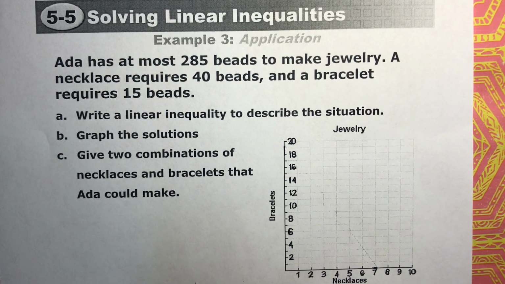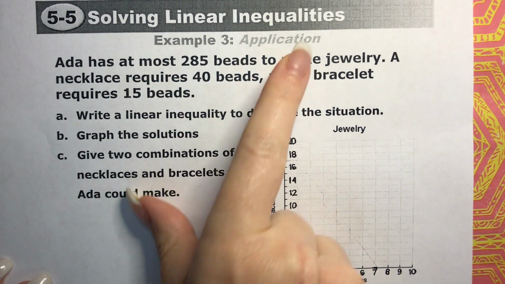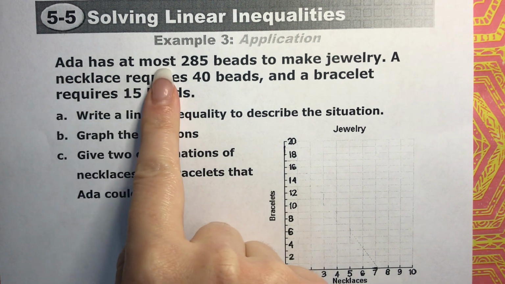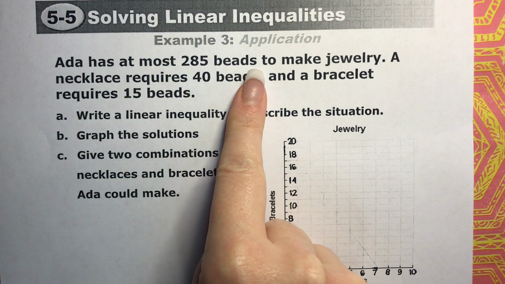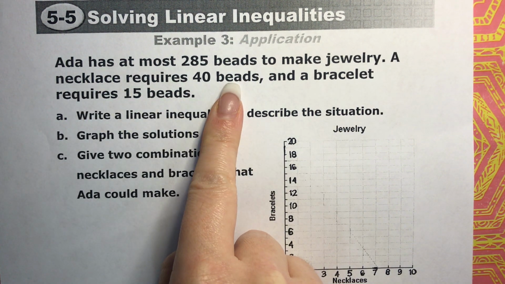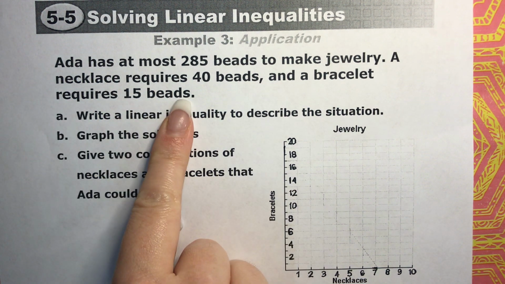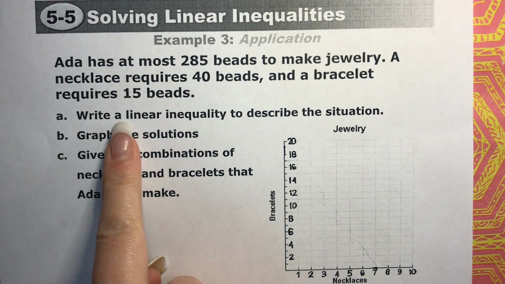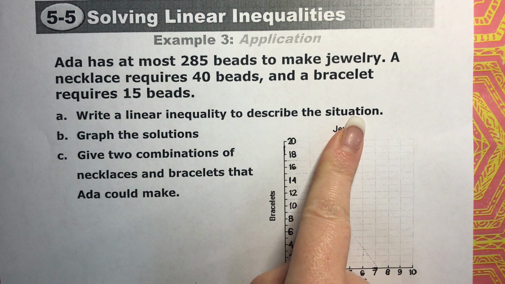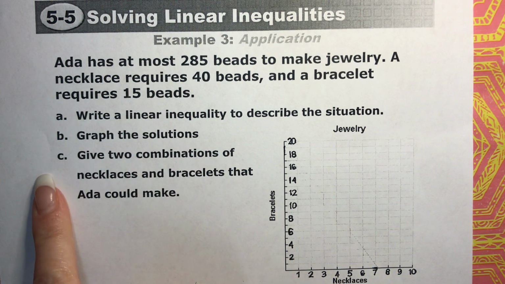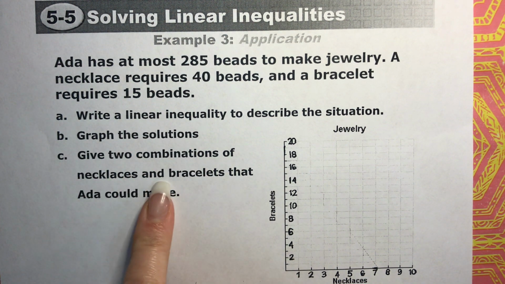All right, so we're back looking at example 3, which is dealing with application. What it says is Ada has at most 285 beads to make jewelry. A necklace requires 40 beads and a bracelet requires 15 beads. Okay, so there's 3 things that we need to do. Number 1 is write a linear inequality to describe the situation. Then we're going to graph the solutions, and then lastly we're going to give 2 combinations of necklaces and bracelets that Ada could make.